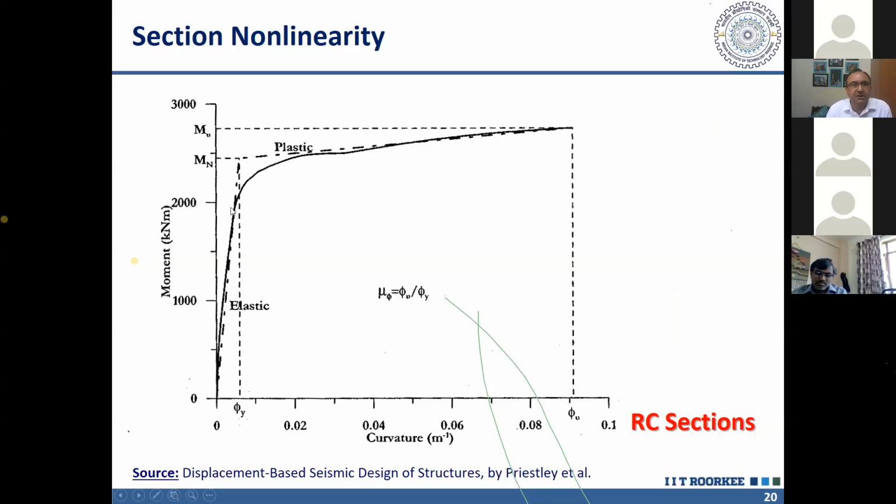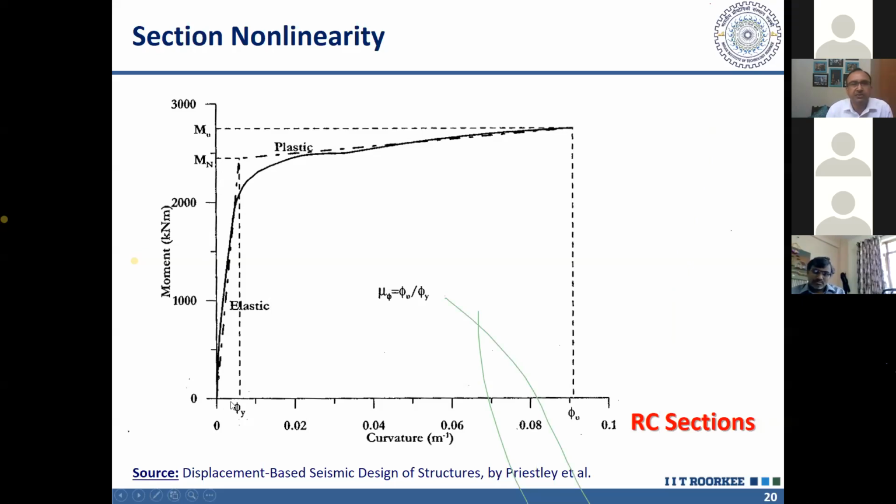Then this curve continues like this till yielding. First yield of the steel occurs somewhere here. When the yield of steel occurs, there is a nonlinearity in the behavior, and then successively other bars go on yielding, and once the yielding is complete, it will become more or less constant. So we get this type of curve. First yielding is occurring here, but it is not the first yielding which we take.